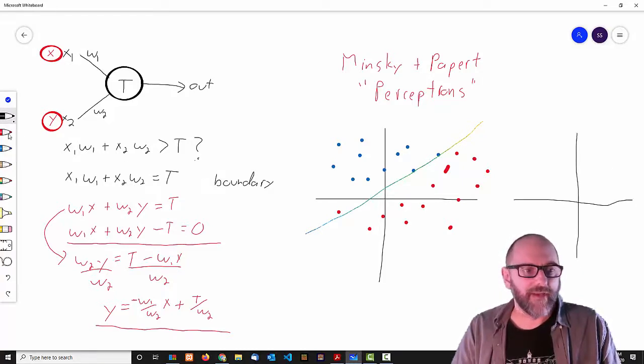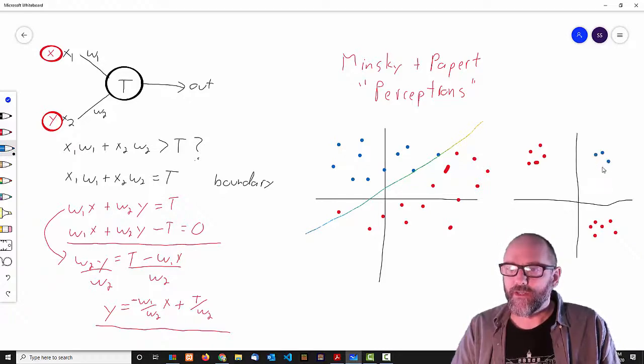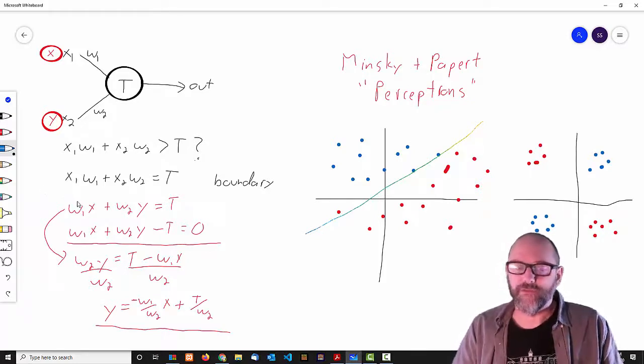But if you have a situation like this, where you have maybe two clusters of classes like this, and then you have a third cluster over here and a fourth one over here, there's no way to draw a straight line that's going to separate the reds from the blues.